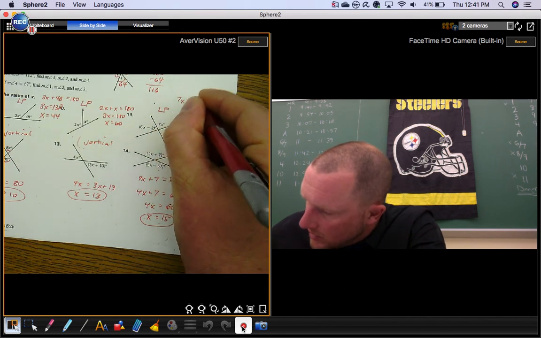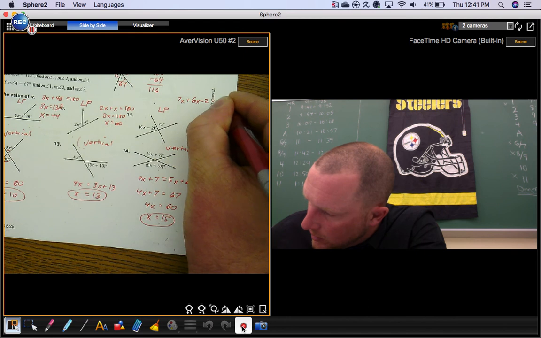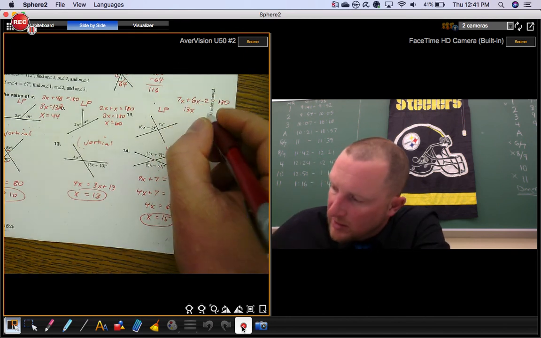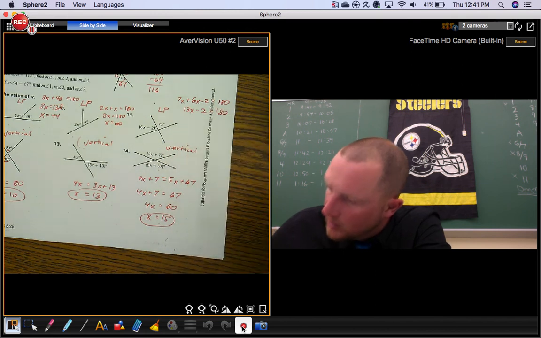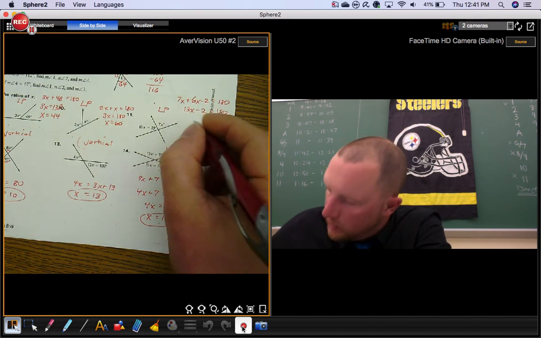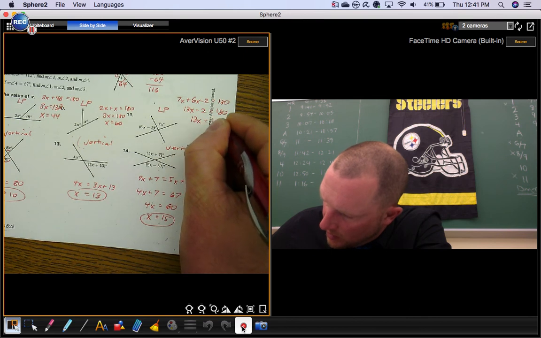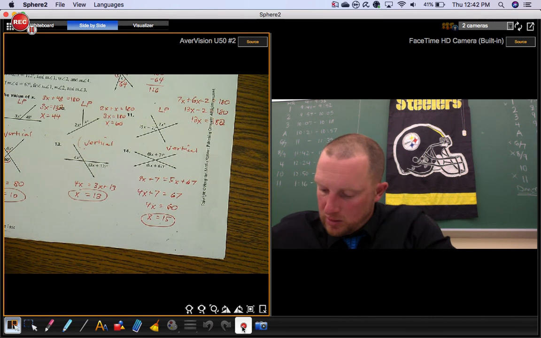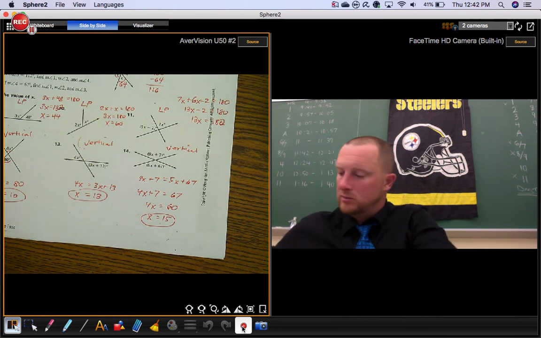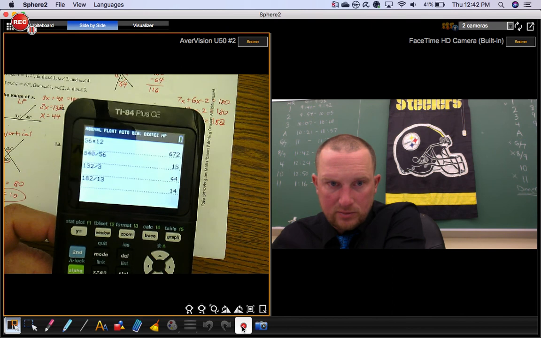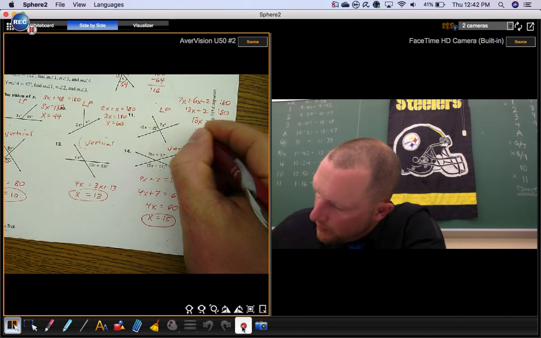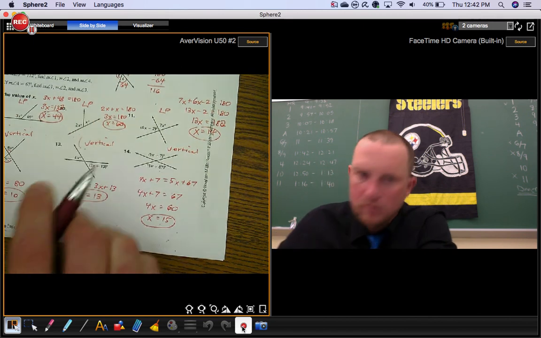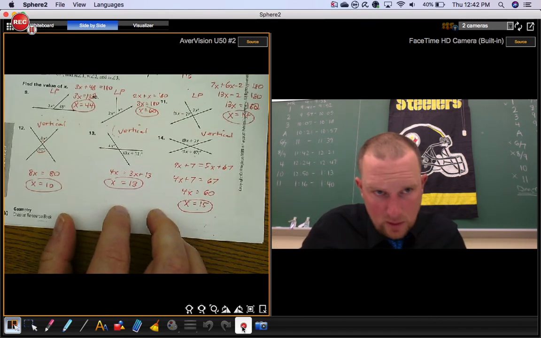So we got a 7x and a 6x minus 2. Together, that adds up to 180. So combine your like terms, you get 13x minus 2 gives you 180. Add 2 to both sides. 13 times something gives you 182 when you add 2 to both sides. So 182 divided by 13, what does that give you? X is 14.